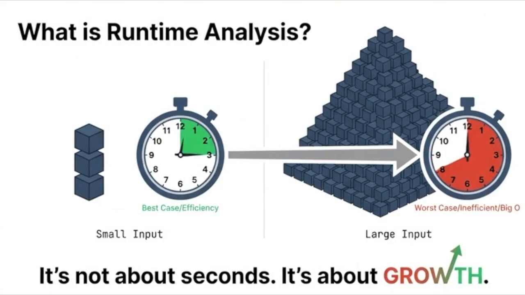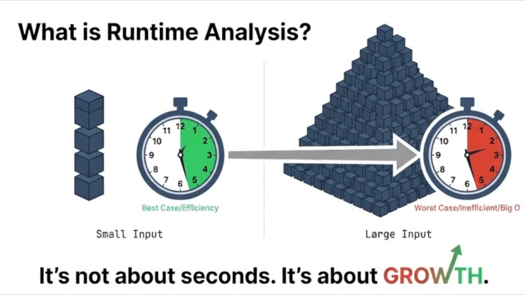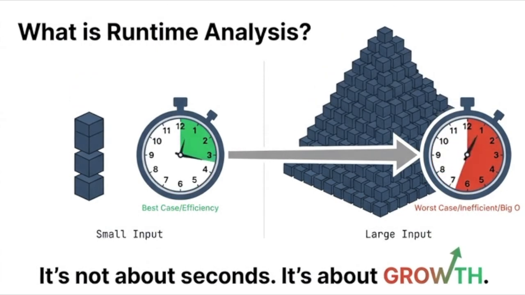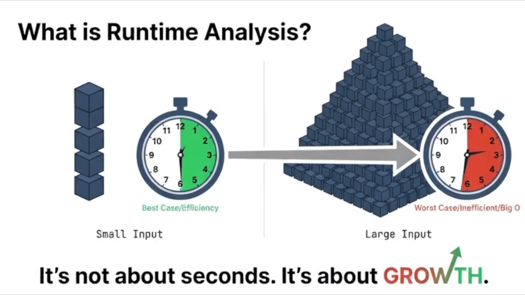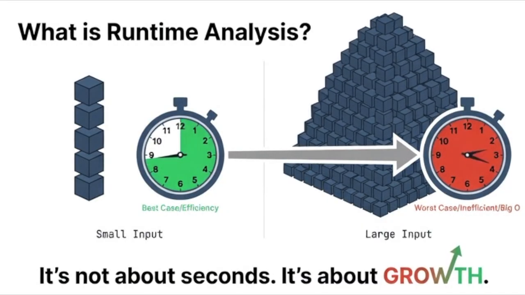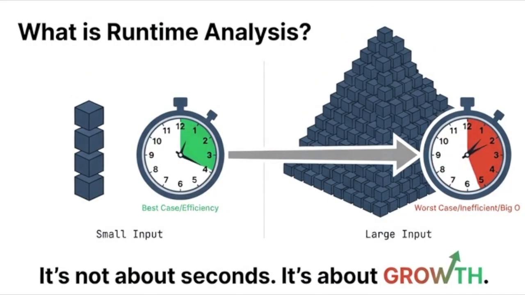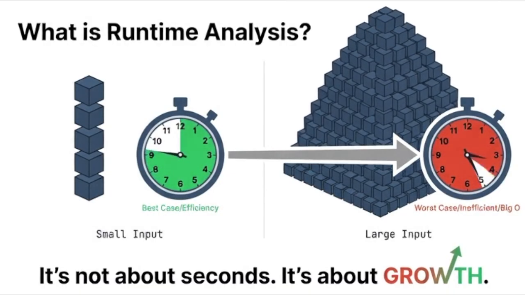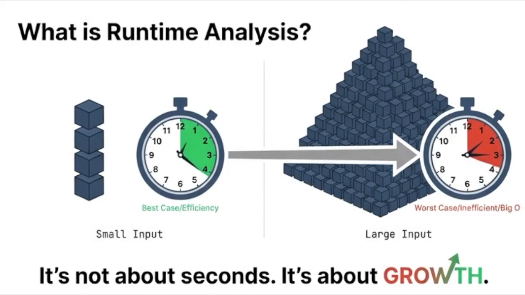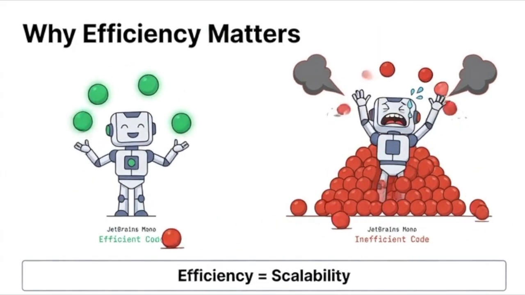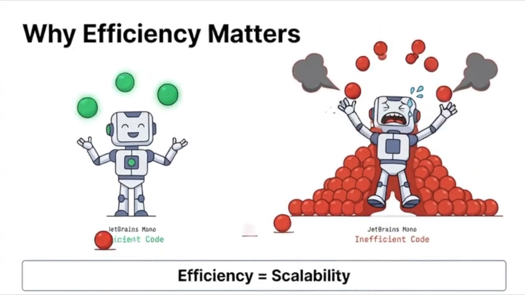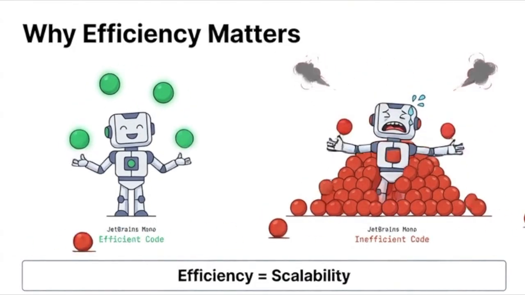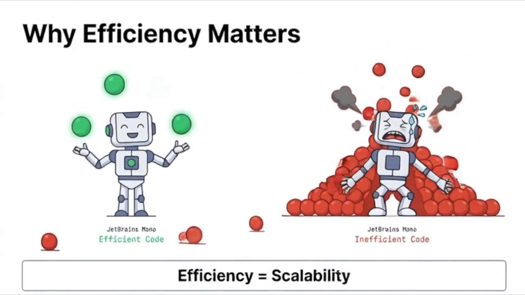First, let us clear up a misconception. When we talk about runtime analysis, we are not counting seconds or milliseconds. Why? Because different computers have different speeds. Instead, runtime analysis is about growth. We want to know, if I double my input data, does my runtime double? Does it quadruple? Or does it stay the same? Efficient code stays cool under pressure. Inefficient code might work fine for small tasks, but it suffocates when the data gets large.